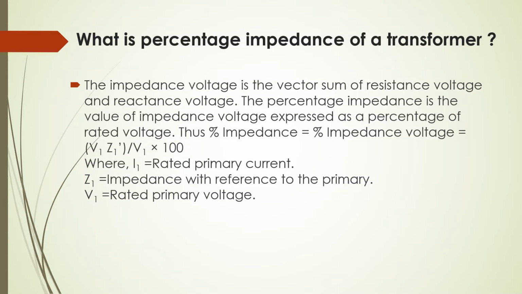What is percentage impedance of transformer? The impedance voltage is the vector sum of resistance voltage and reactance voltage. The percentage impedance is the value of impedance voltage expressed as percentage of rated voltage. Thus, percentage impedance or percentage impedance voltage is equal to I1 into Z1 upon V1 into 100, where I1 is rated primary current, Z1 is impedance with reference to the primary, and V1 is rated primary voltage.